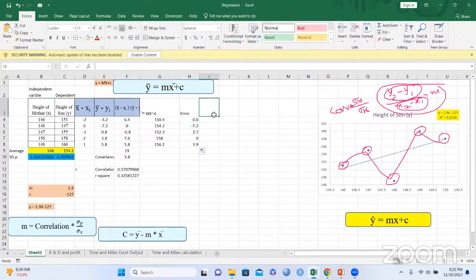Okay, if I try to find out the square of error, so the square of all these errors, I've got all these things. Now I have to find out the sum of squares of errors. So that is what SSE.